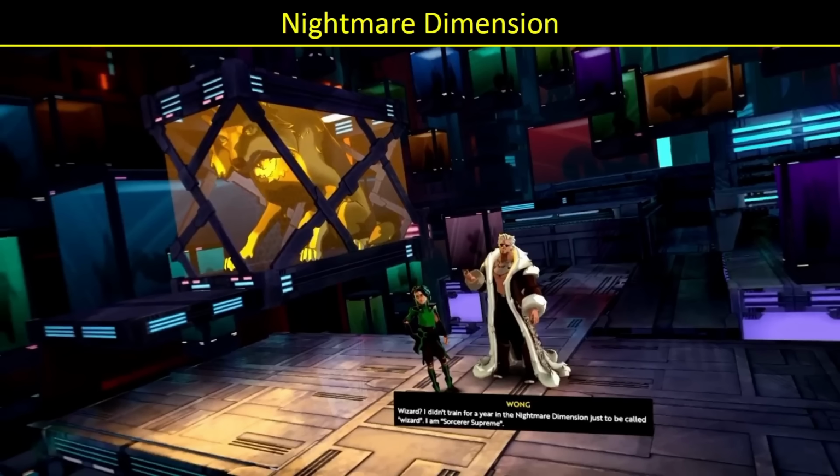So this one's interesting. It's not yet been mentioned anywhere in the MCU, but depending on whether you think the What If immersive game is canon, it was mentioned in that. Notice Wong is saying, "Wizard, I didn't train for a year in the Nightmare dimension just to be called Wizard. I am Sorcerer Supreme." So yeah, we really, really need the Nightmare dimension to show up. In fact, we need Nightmare himself to show up in the MCU.